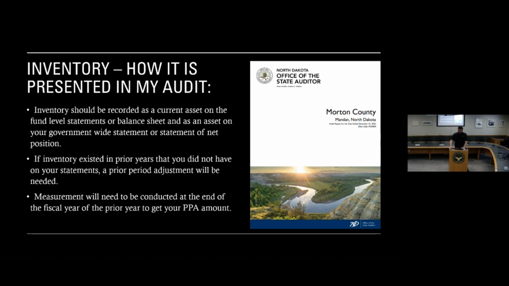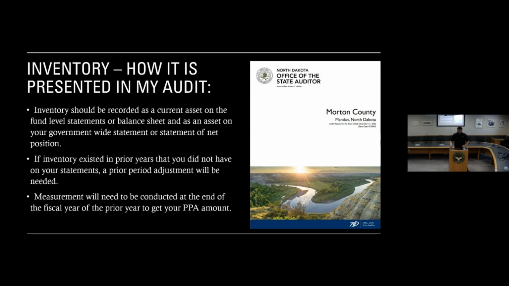The next section is regarding how inventory is presented in your audit reports. So inventory should be recorded as a current asset on your fund level statements or your balance sheet, and also as an asset on your government-wide statements or in the statement of net position. So record with those other assets. If you have inventory in your component units, you'll also want to make sure that's included in that statement of net position. If an inventory existed in prior years, you may have to go back and do a calculation, just because you may have to restate the opening balance of your current year.